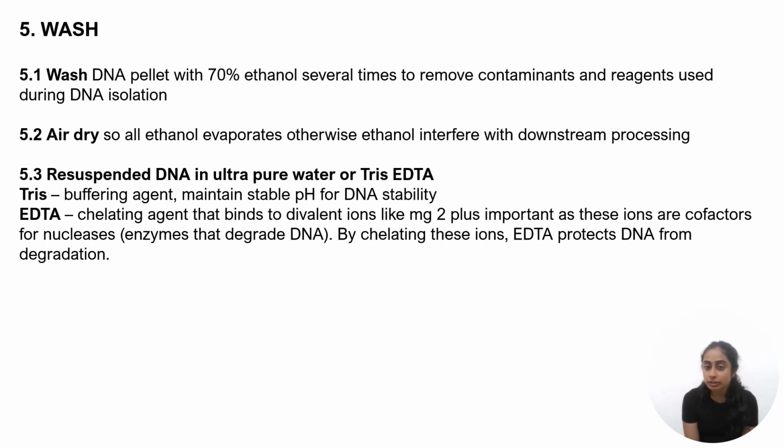Then you have to wash the DNA. So the first step is to wash the DNA pellet with 70% ethanol multiple times to remove any other contaminants or reagents that we have used during the process of DNA isolation. Then we air dry it to remove all excess ethanol, all ethanol. Otherwise, in the further steps, ethanol may interfere.